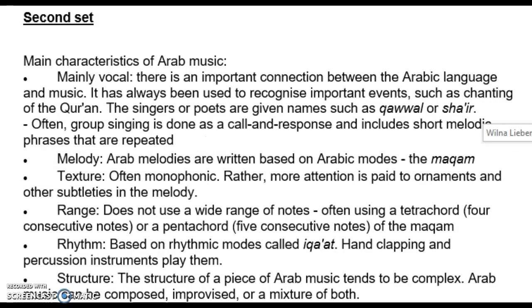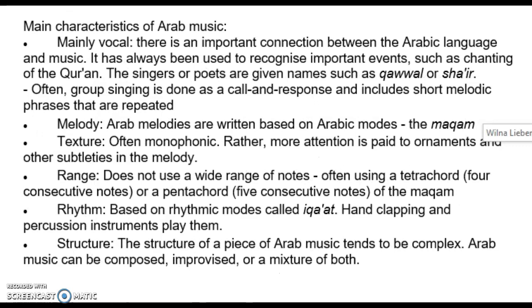Now let's look at the work of the second candidate. Main characteristics of Arab music: mainly vocal. There is an important connection between Arabic language and music. It has always been used to recognize important events, such as chanting of the Quran. The singers or poets are given names such as Gawal or Shahir. I don't think that's quite important. Often group singing is done as call and response. That's quite important, and includes short melodic phrases that are repeated.